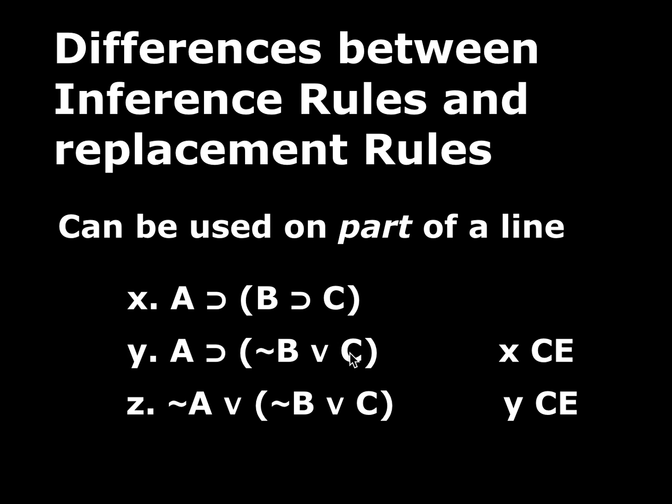Now you can also use the rule on a whole line, of course. So this entire line here is a conditional. I could turn this whole thing into a disjunction and negate the first component. That's fine. So you can use the replacement rules on parts of a line as well as on an entire line.